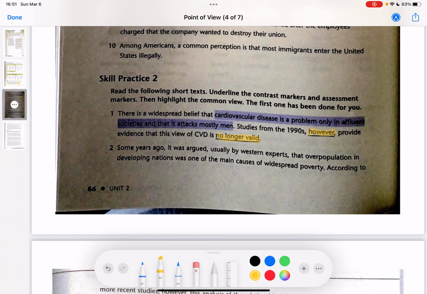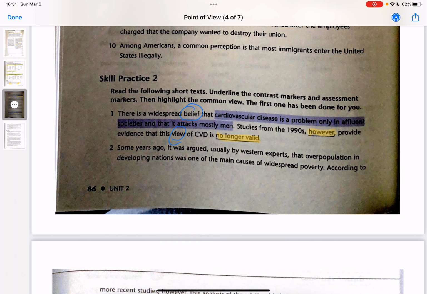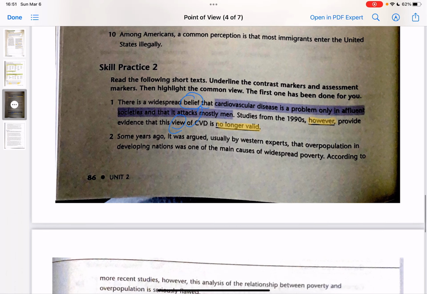That's an assessment marker. And if you weren't sure, I know you don't have to do this, but if you're not sure what the common view is, look for those view markers, right? The point of view markers, like belief is a view marker. So if you weren't sure, or view, right? This view. Remember continuing idea markers. This view is referring back to belief. So you would know that those words are referring to the common view, and you can highlight cardiovascular disease as a problem only in affluent societies.